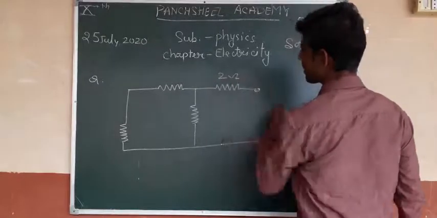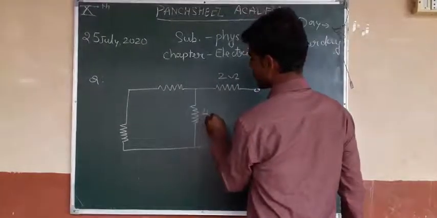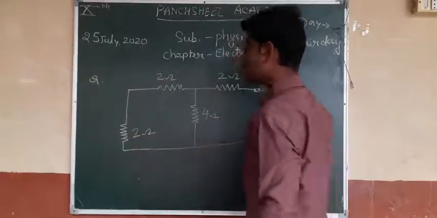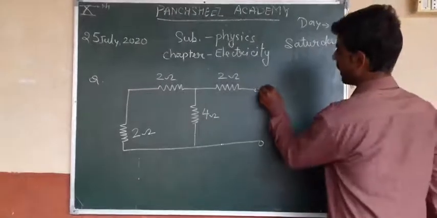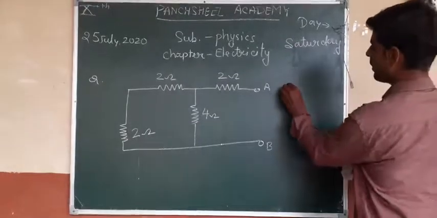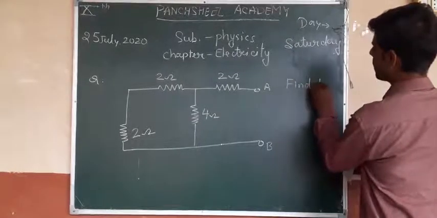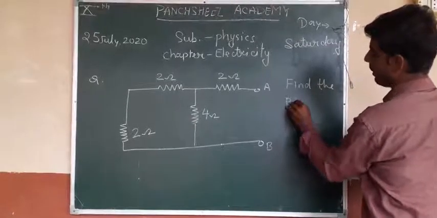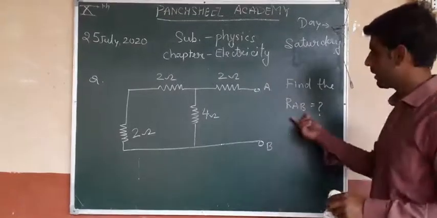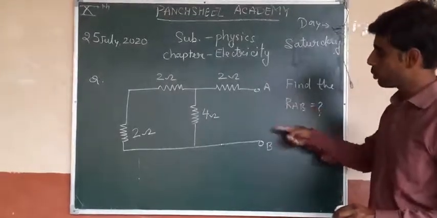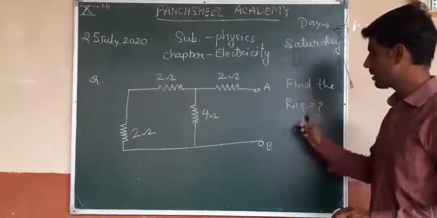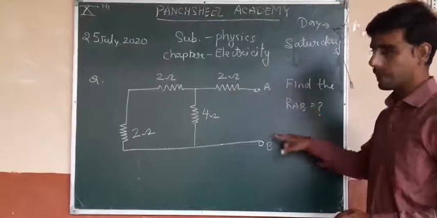Suppose this is a 2 ohm resistance, this is a 4 ohm resistance, again this is a 2 ohm resistance, and this is a 4 ohm resistance. This is terminal A and this is terminal B. Our question is to find RAB. Our interest is to find the equivalent resistance between these two terminals. So I write here RAB. What is the meaning of this? Find the equivalent resistance between terminal A and B.